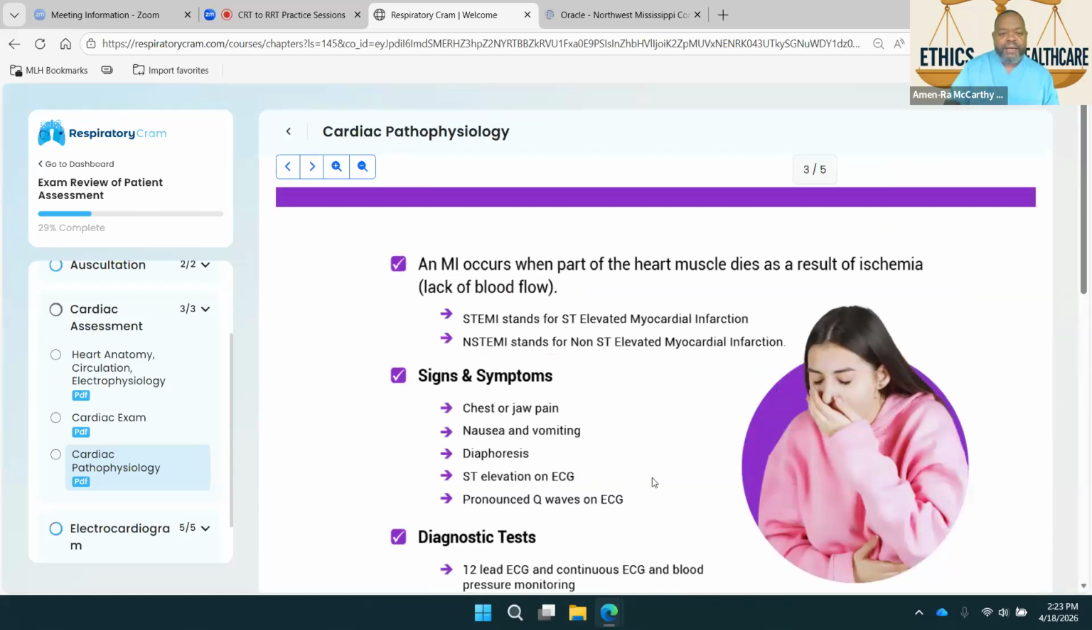Number 3, an MI, which is what I just said, occurs when part of the heart muscle dies because of ischemia, which is lack of blood flow, death. Ischemia causes death, which is necrosis, just like in your brain when you have a stroke. If you have a blood clot in one of your capillaries or one of your vessels in your brain, right? That's ischemia, a blockage, lack of blood flow. And ischemia leads to death of the tissue or the brain tissue.